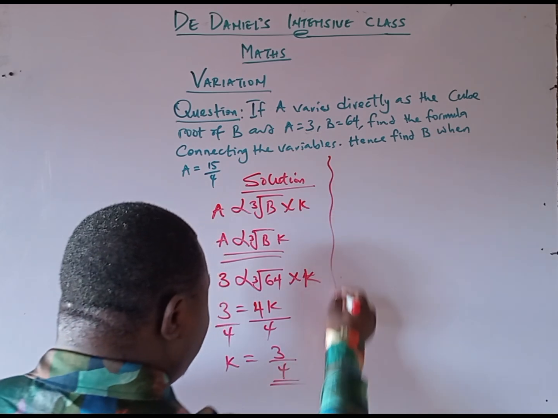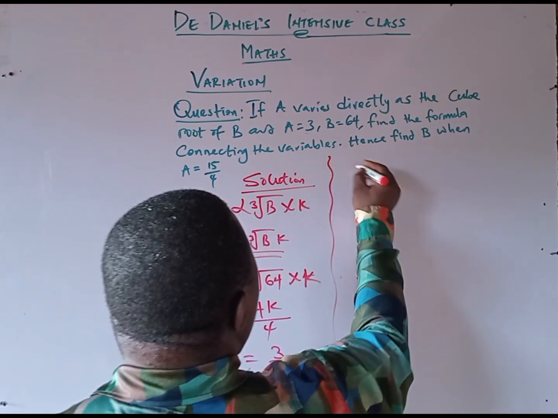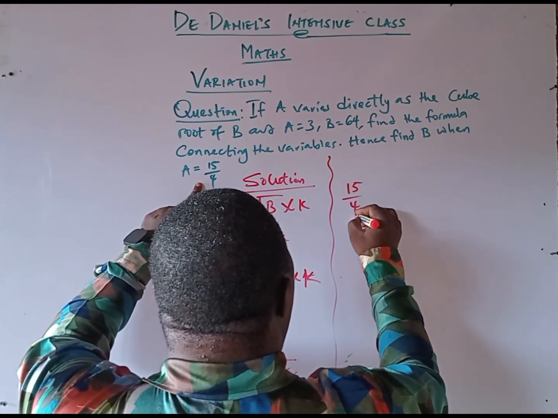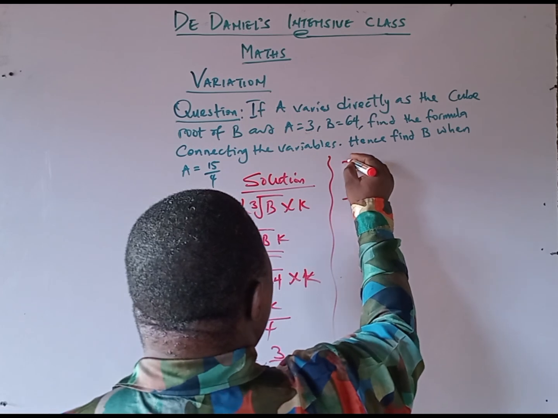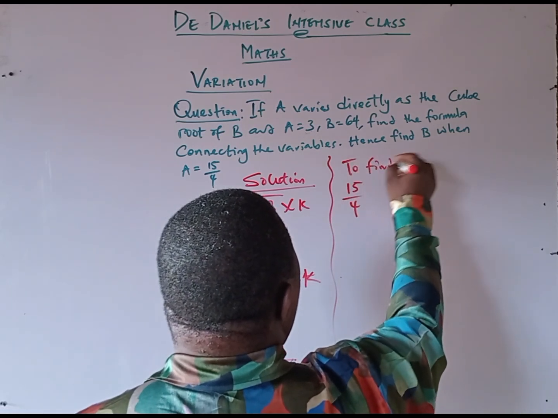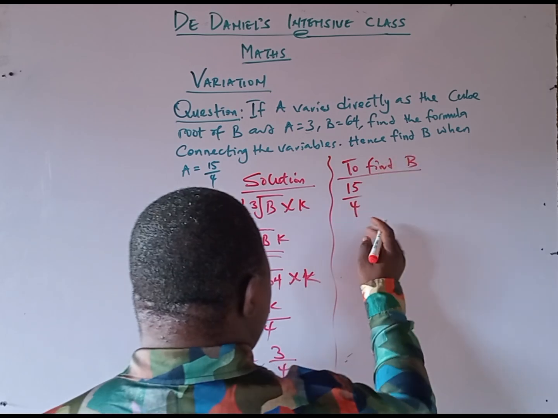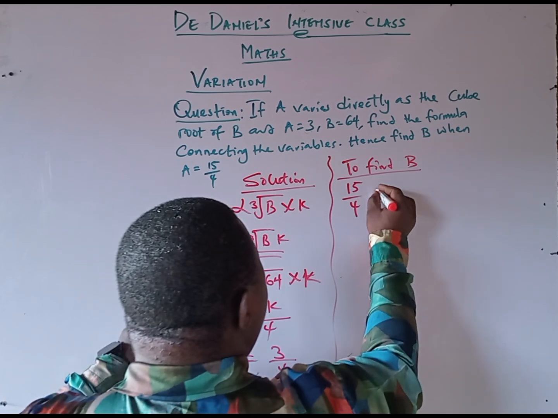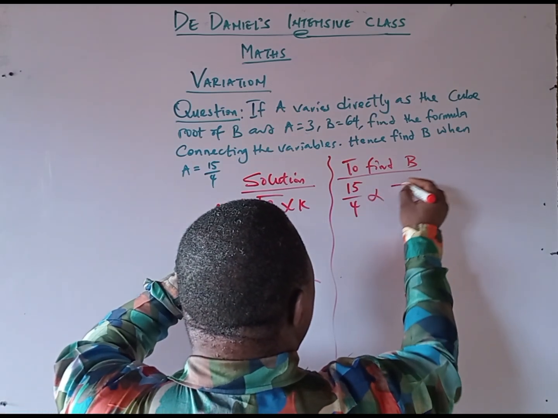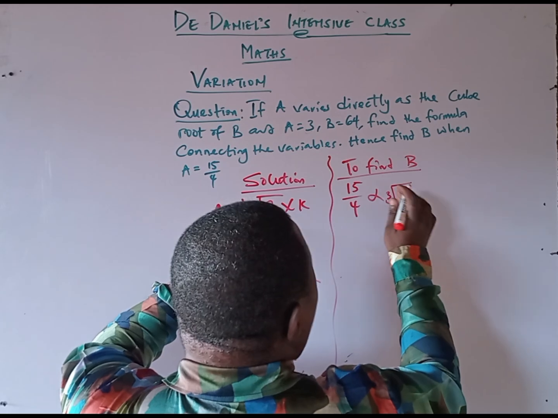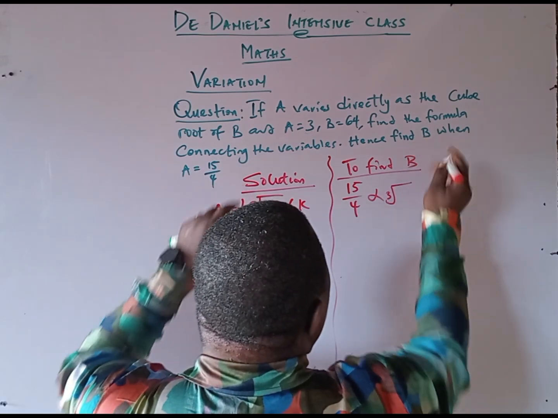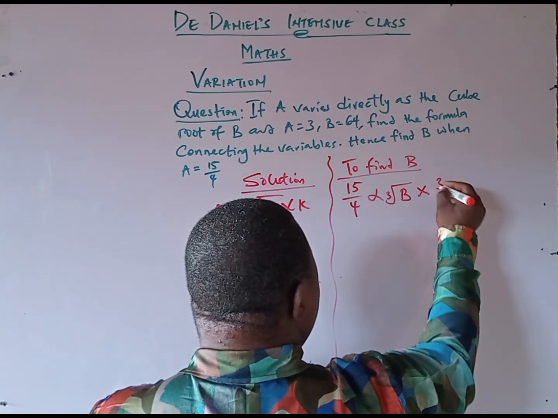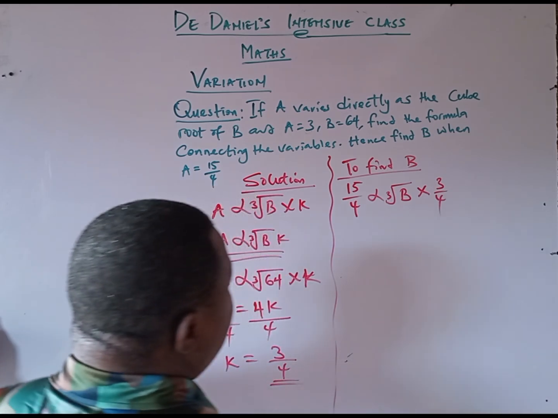Let's do that on the other side of the board. We have A, and we've been told that our A is 15 over 4. To find B, we have 15 divided by 4 varies directly to the cube root of what? We don't know what the cube root of B is, because B is what we are looking for. But we sure know that our constant is 3 over 4.